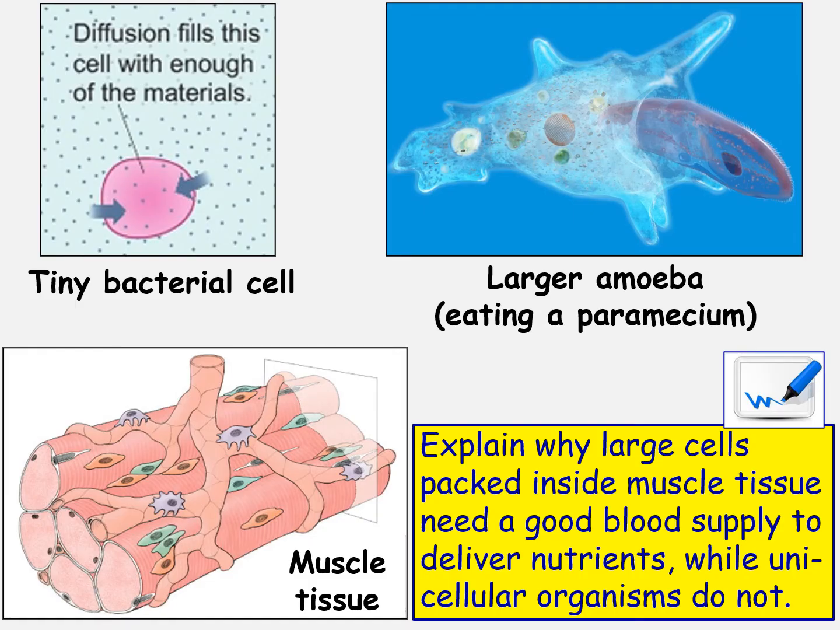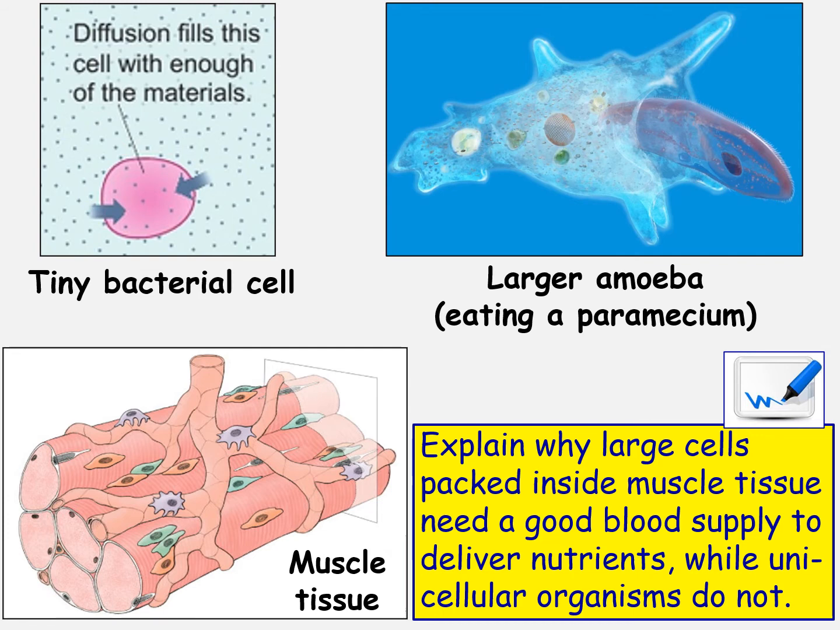Okay, so a little task for you to have a go at now. I'm going to give you a few minutes to do this. So in a moment, you're going to pause the video. And what I'd like you to do is look at these three different diagrams, these three different cells. We've got a tiny bacterial cell. We've got a larger amoeba. You can see that's eating this paramecium, this poor little paramecium here. And then you can see here a muscle cell within a human being, these large cells of a multicellular organism.